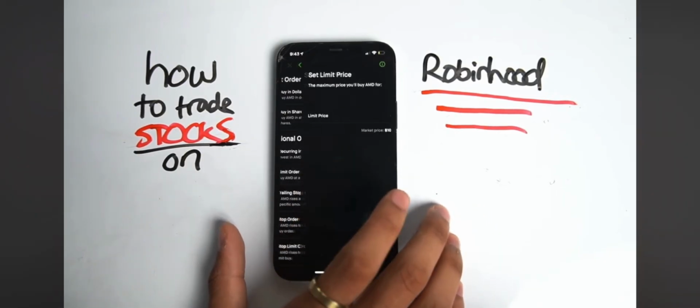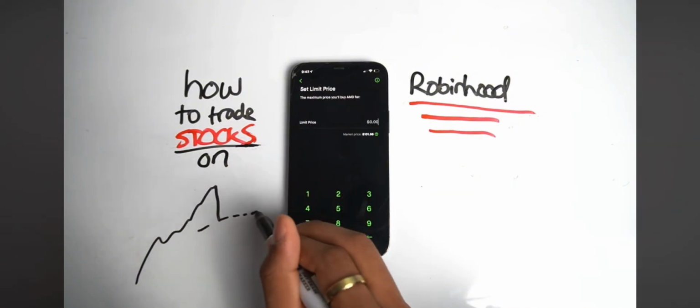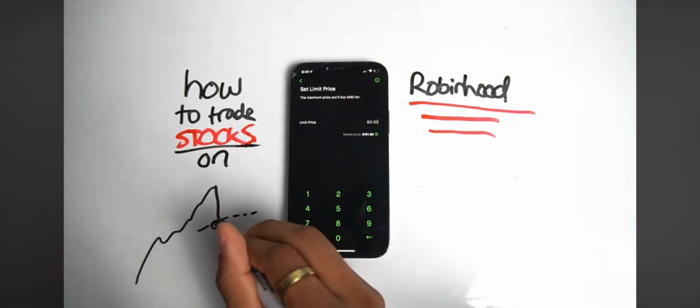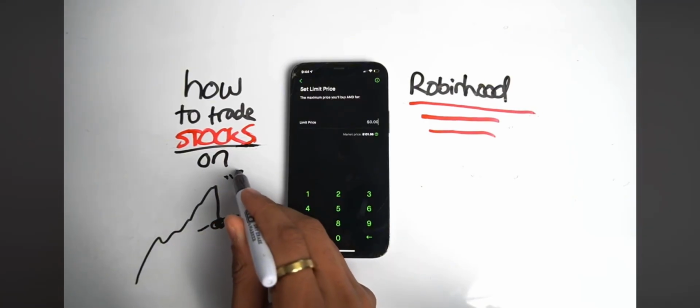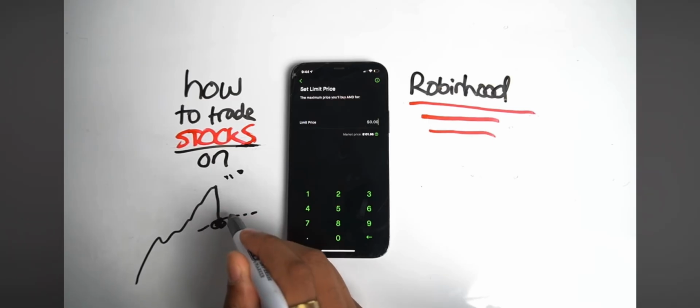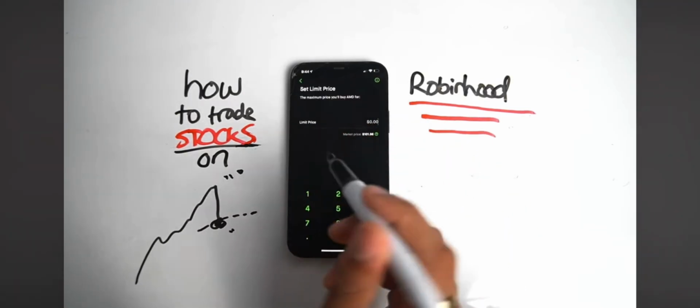You've got a limit order. If I have a stock here and it drops down to a specific point that I set, it will buy at that specific point. So if this stock price right here is $110, right? And it drops down to $92, I'm gonna buy at $92, and that's exactly what this limit price does.